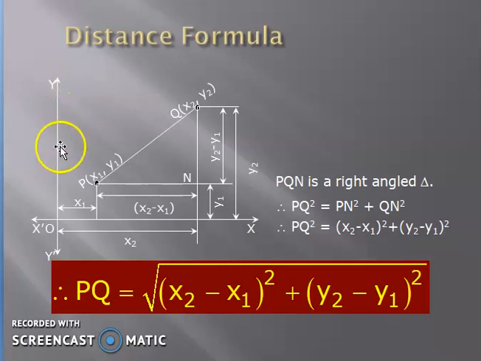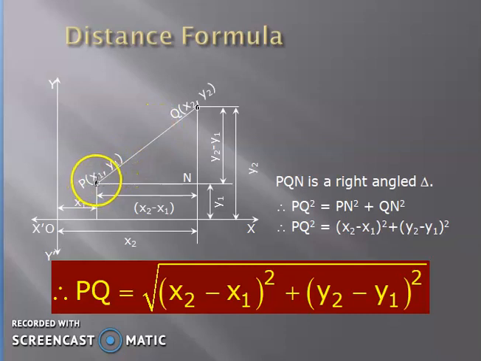These are the coordinate axes, the y-axis and the x-axis. Both intersect each other at the point called the origin. Suppose we have taken 2 points P and Q. The coordinates of P and Q are x1, y1 and x2, y2. We have to calculate the distance between both the points. How can we calculate the distance between both the points?